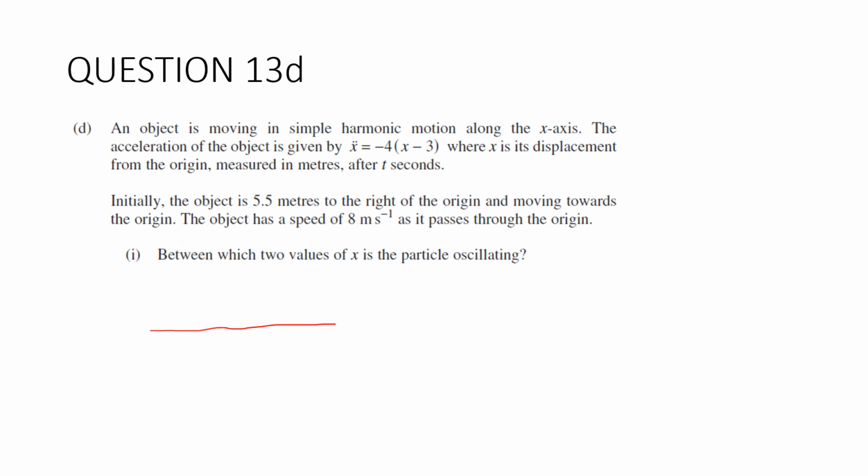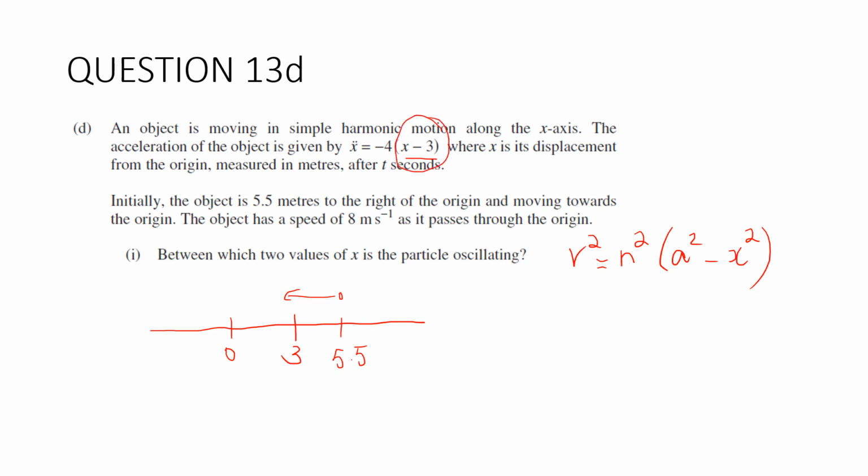Okay, let's have a look at what's happening here. So we know the center of motion is 3. We can tell that from here. Here's the origin. We know it starts at 5.5 and it's heading towards the origin. Now we're going to use this formula, v² = n²(a² − x²), which is an incredibly useful formula and not given on your reference sheet. But because we have a different center of motion than 0, we need to change this part. So I'm just going to rub that out and put in (x − 3)² instead.